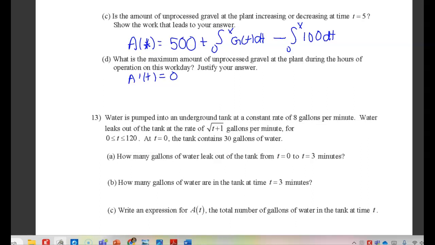So the derivative of 500 is 0. Derivative of the integral becomes that function, so you get g of x. Derivative of the integral becomes the function. So I need to know essentially what g is, 100.